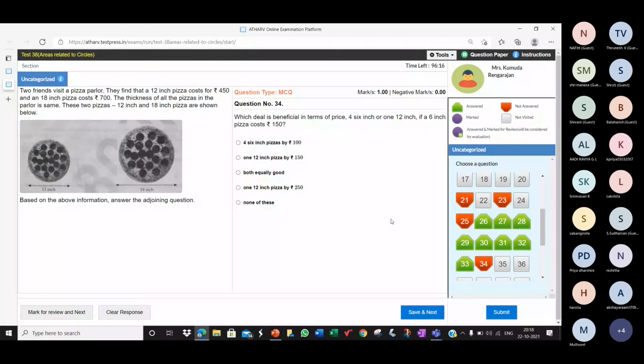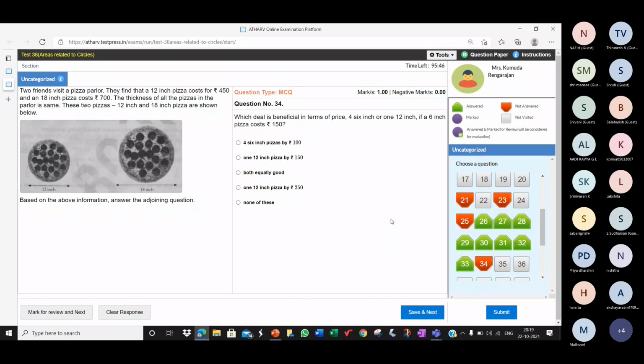For 4 6-inch pizzas it is coming 600, and for 1 12-inch pizza it is coming 450. So 600 minus 450, 150, ma'am. All of you are telling me the second one, one 12-inch pizza, by 150 rupees? Yes, ma'am. So 4 6-inch pizzas, it is coming 600.